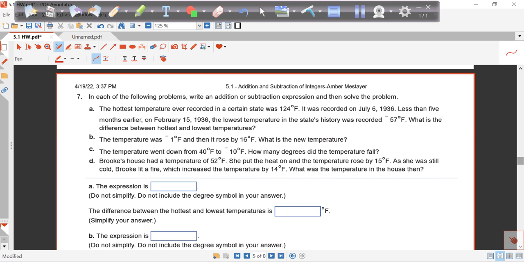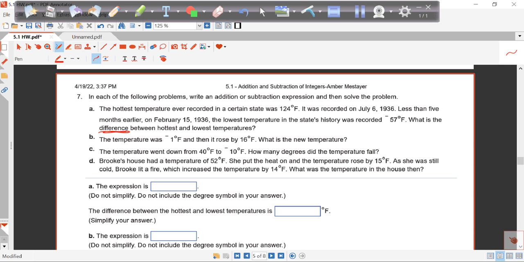All right, moving forward. Number 7, in each of the following, write an addition or subtraction expression and then solve the problem. Okay, so part A says the hottest temperature ever recorded in a certain state is 124 degrees. It was recorded on July 6, 1936. Less than 5 months later, February 15, 1936, the lowest temperature in the state was recorded. What is the difference between the hottest and lowest temperatures?